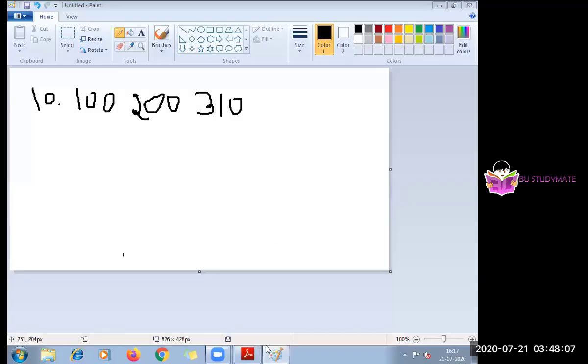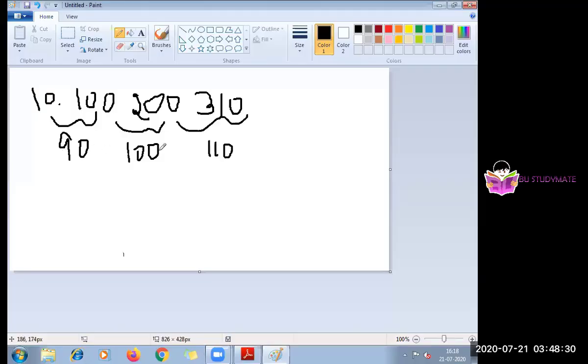The very basic operation that we can try is to find the differences between them. Generally, if you find the differences, then most of them will be solved. So 10 and 100, the difference is 90. Again, 100 and 200, the difference is 100. So 200 and 310, the difference is 110. Now observe the differences: 90, 100, 110.